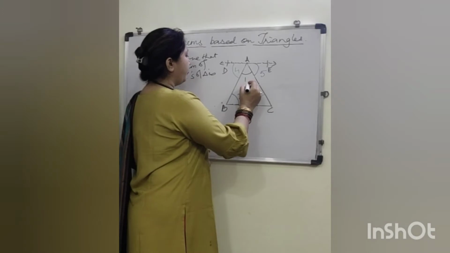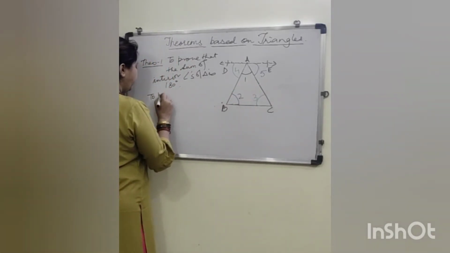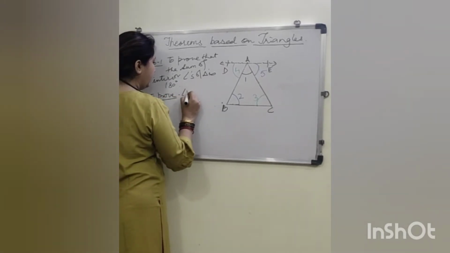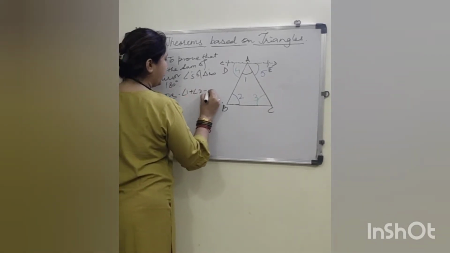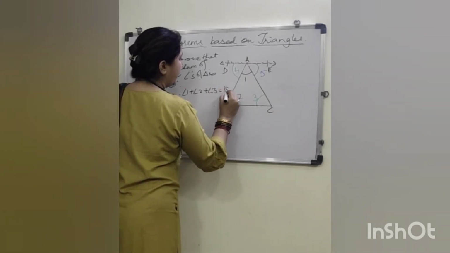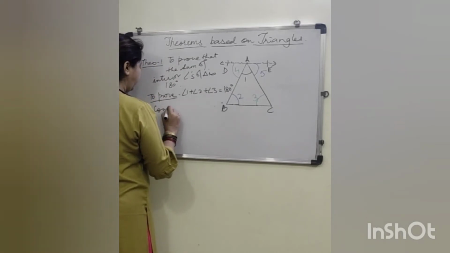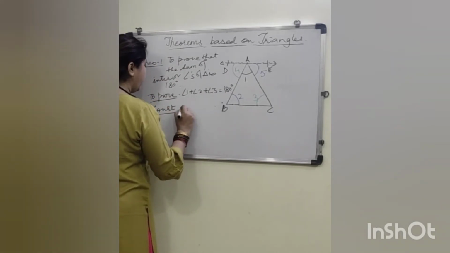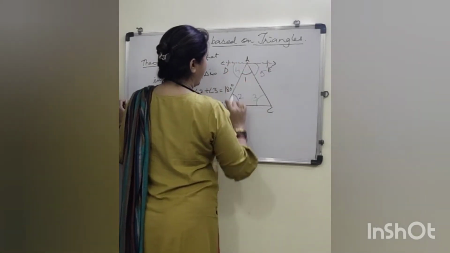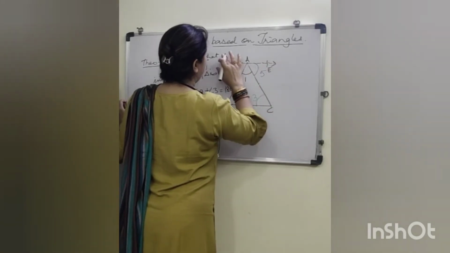That means we have to prove angle 1. So what is to be proved? To prove we have angle 1 plus angle 2 plus angle 3 is equals to 180 degree. Now we will do construction. What construction we will do? We will draw a line through A parallel to BC and name it as DE.